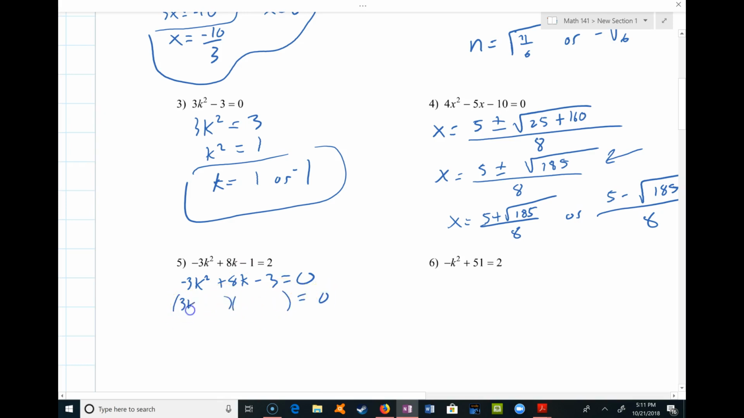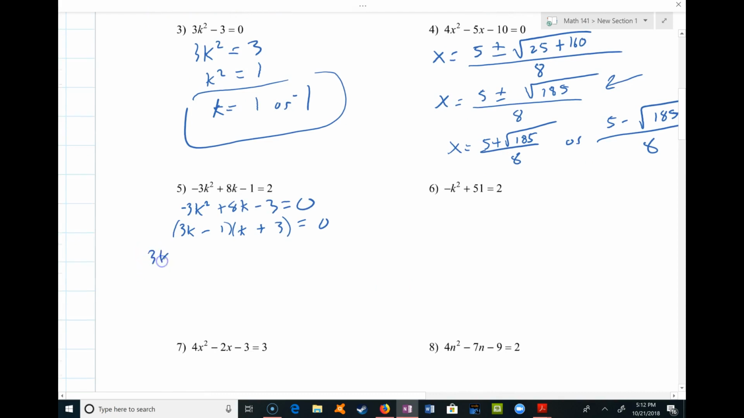So that'd be 3k, and that would be k. And then we'd have to get a difference of 8. Oh, I think that'll work. So if I put a 3 there and a 1 there, 9k minus 1k would be 8k, so that'd be plus and minus, which means we have 3k minus 1 equals 0, and k plus 3 equals 0. So this would give me k equals negative 3, and this would give me k equals 1/3.